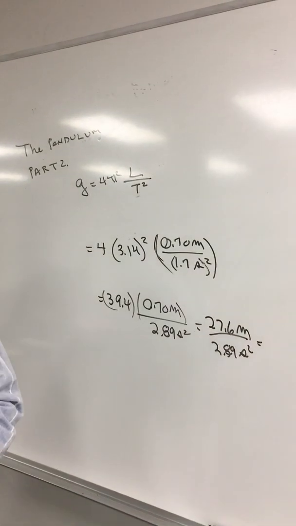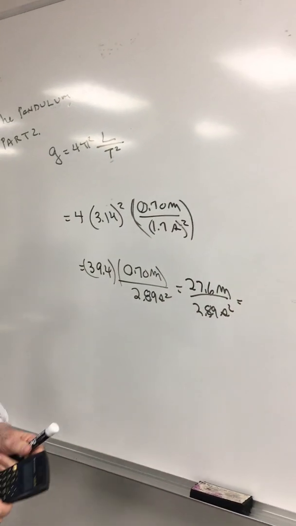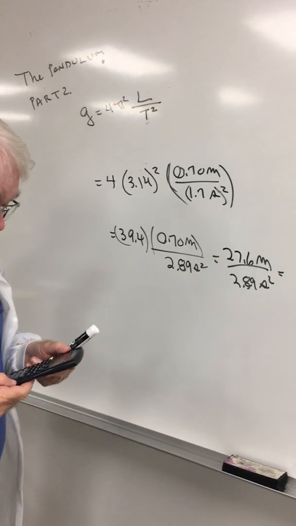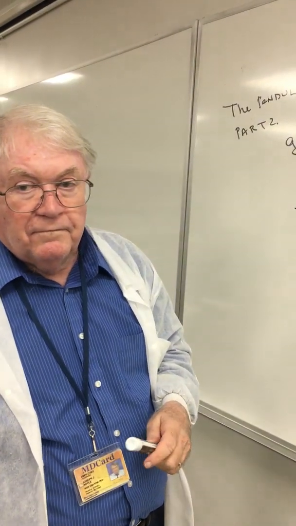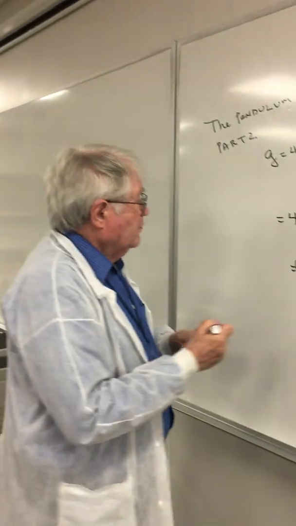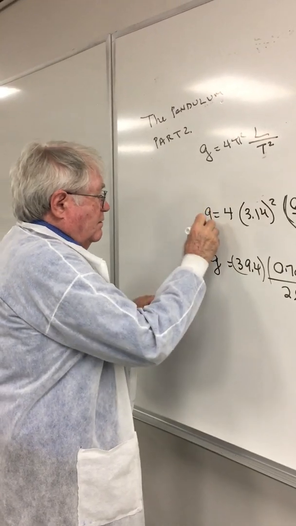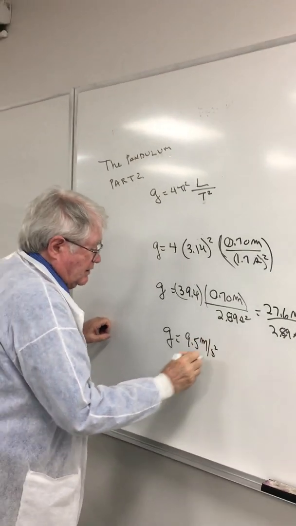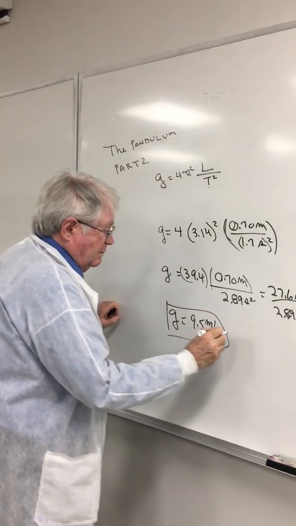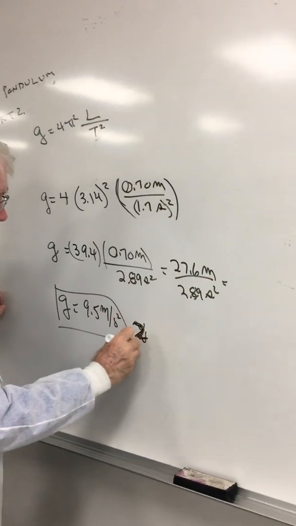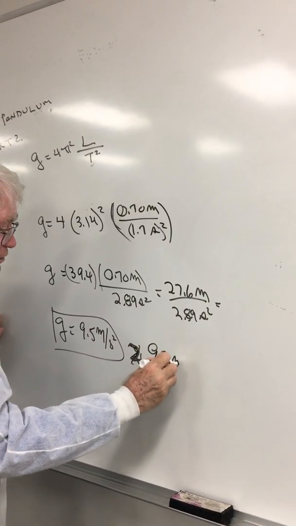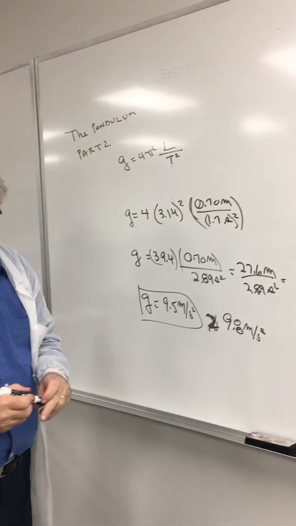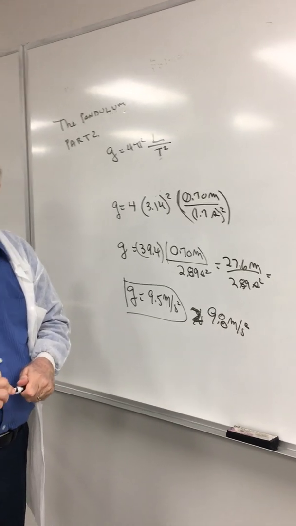And when I divide this out, divided by 2.89, it comes out to be about 9.5, which is not that good, but it's good enough for our purposes today. 9.5 meters per second squared. The accepted value is about, well, it's not approximately, it's 9.8 meters per second squared, and it depends on your location. But in Miami, it's probably close to about 9.8 meters per second squared. And that's the end of part 2.